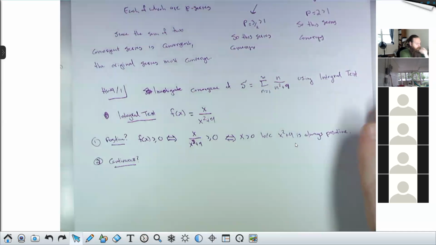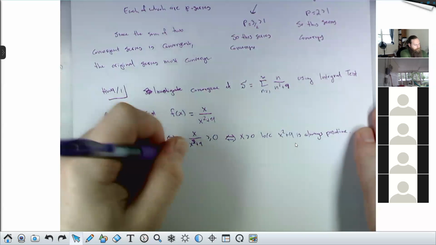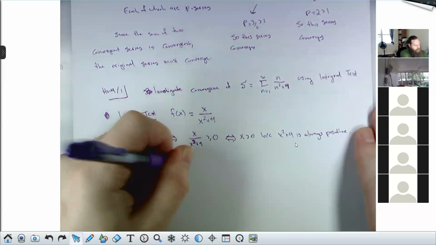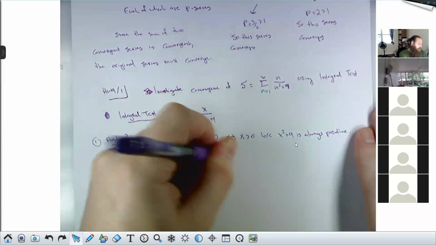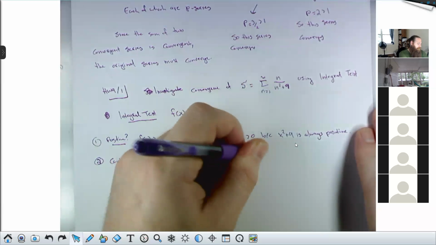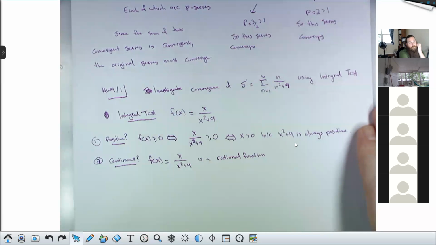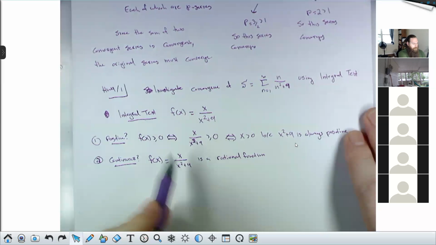Is this function continuous? Well, f of x equals x over x squared plus 9 is a rational function. Remember what rational function means? It means it's a ratio, a fraction made up of polynomials. The top and bottom here are both polynomials.